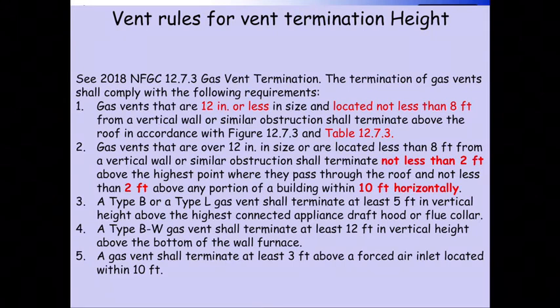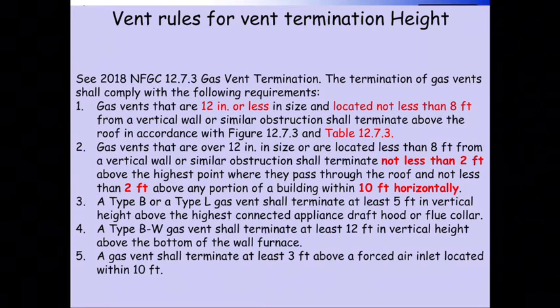This is probably one of the harder areas of understanding the rules in the code book. So I pulled a few of the pertinent ones out of the code book. In the 2018 National Fuel Gas Code, 12.7.3, gas vent terminations. Terminations shall comply with the following requirements. A gas vent that would be 12 inches or less, located not less than 8 feet from a wall or similar structure, shall terminate in accordance with that previous table that I just showed you.